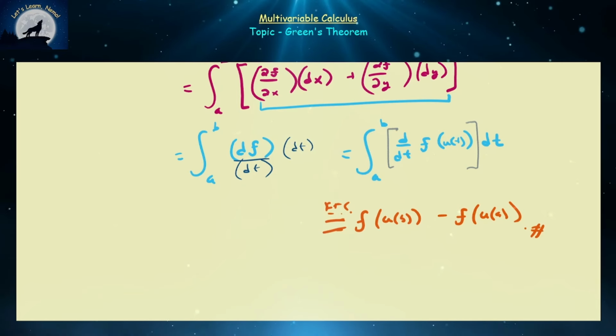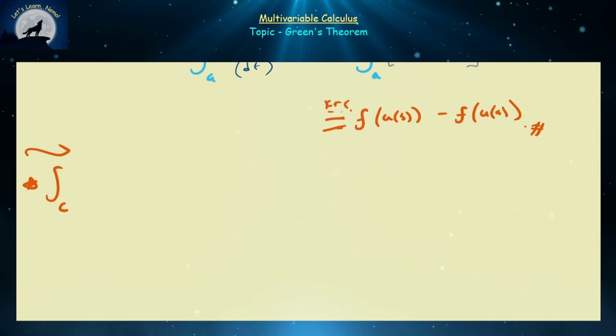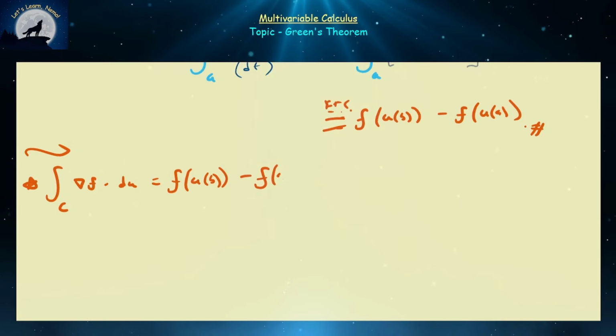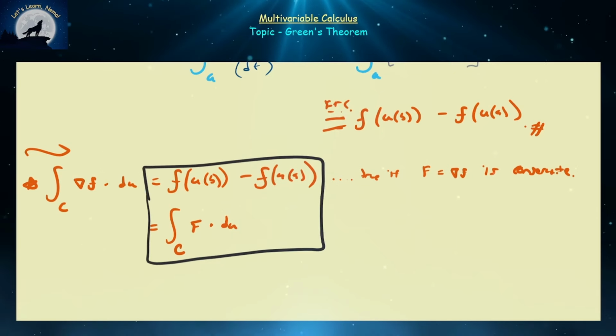All right, so what have we just shown? Let's do a quick recap. We have that the integral of the gradient of f with respect to u over some path c is equal to f of u of b minus f of u of a, and this is true if the vector field F, which is the gradient of little f, is conservative. That is, this expression can be re-represented as the integral along c of F du. So this gives us another way of evaluating line integrals of vector fields.